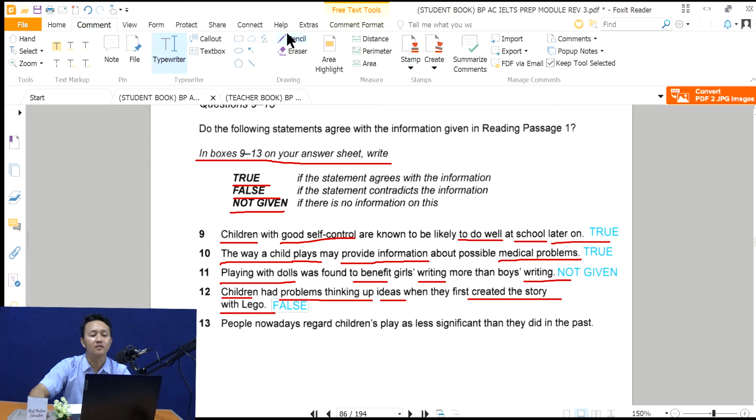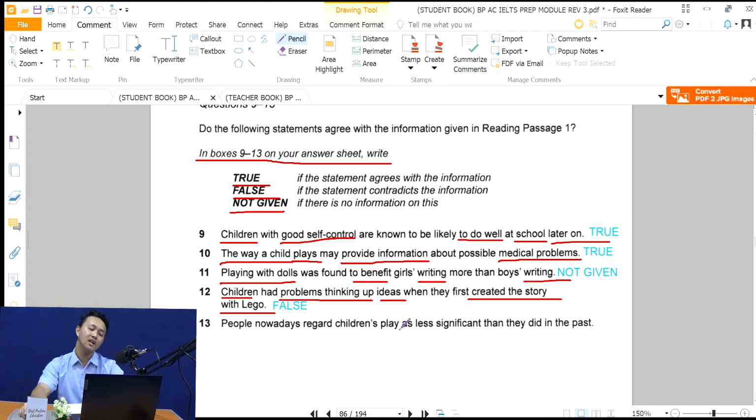Why is it not given? No, it's false. Why is it not given? Because the information is there. The information about children thinking about ideas, first created the story and then with the Lego. It's clearly stated there, right? But the problem is that they have problem with thinking of ideas, but before the Lego. When they have tried it with the Lego, they did not have any problem at all with thinking up the ideas. That's why the answer is false.